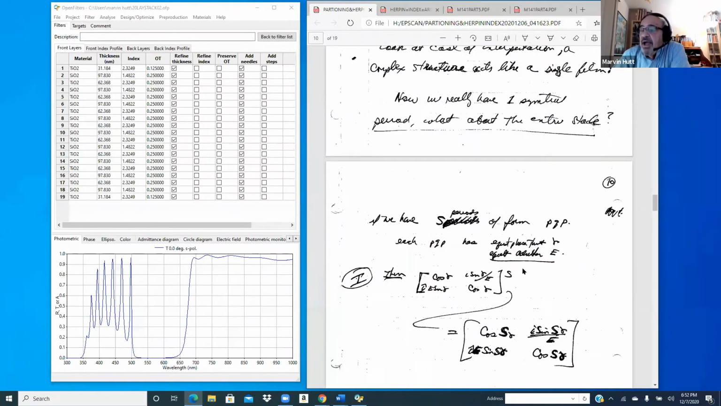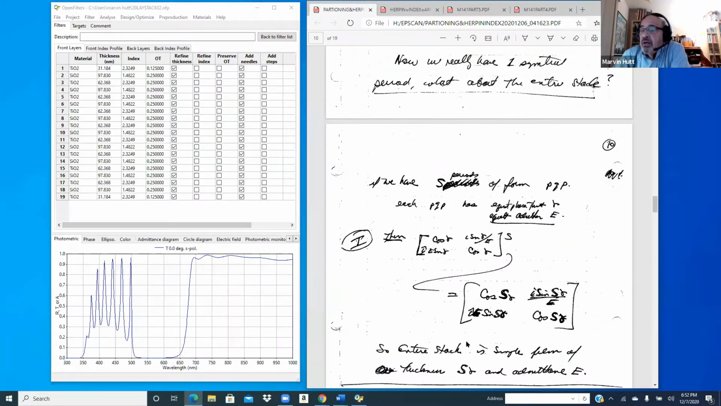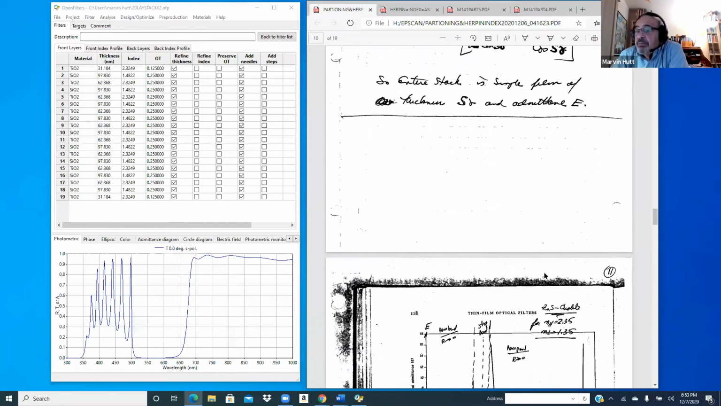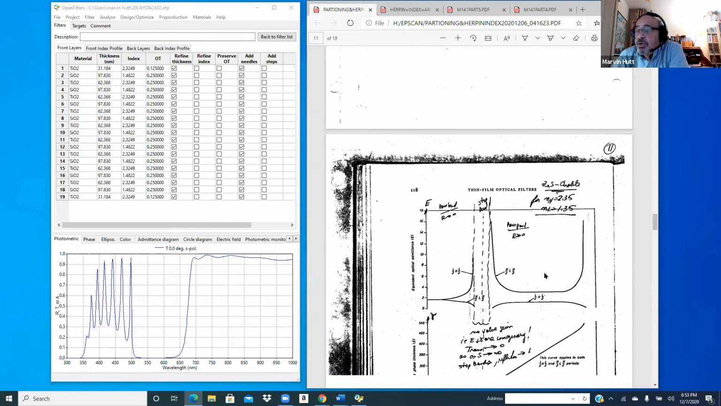What about the entire stack? Then this is the final. It's a single period, so we have S periods of the form PQQ. So this to the S is S gamma. So this is the entire stack. All right, so let me show you what it looks like when you do it.